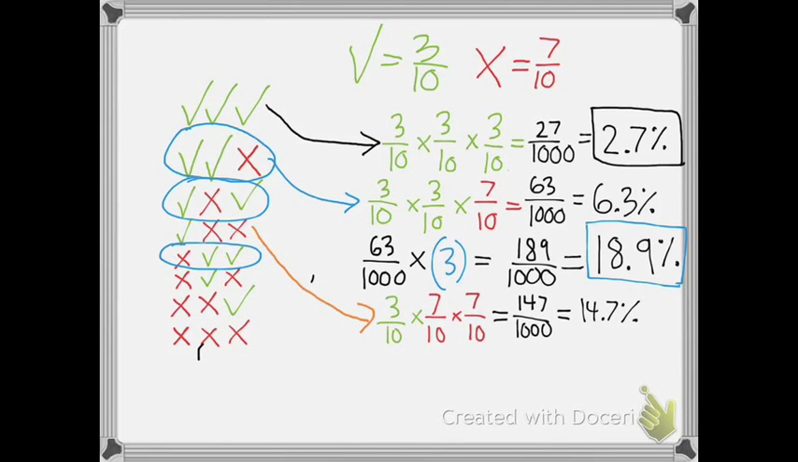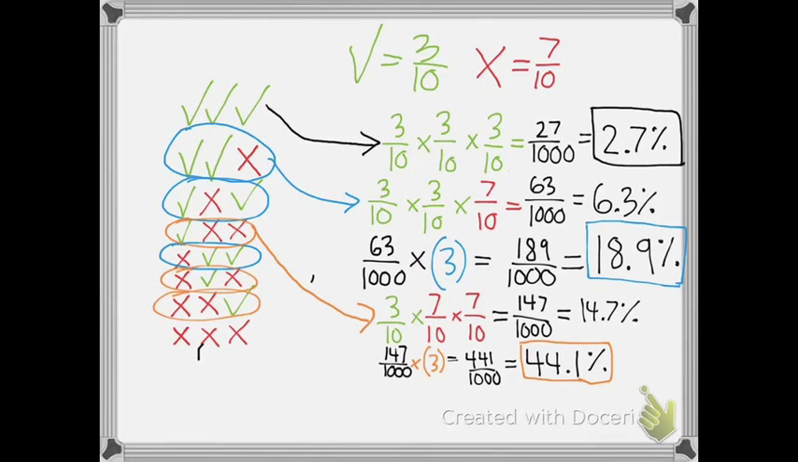But remember, we're not done yet. We've got to take a look at all of the outcomes in which there's 2 misses and 1 make and take those all into account. So we've got 1 here, 1 there, and 1 there. So 3 in all. So once again, we're going to do 147/1000 times 3. And that's going to give us 441 over 1,000, or 44.1% that we're going to miss to make 1.